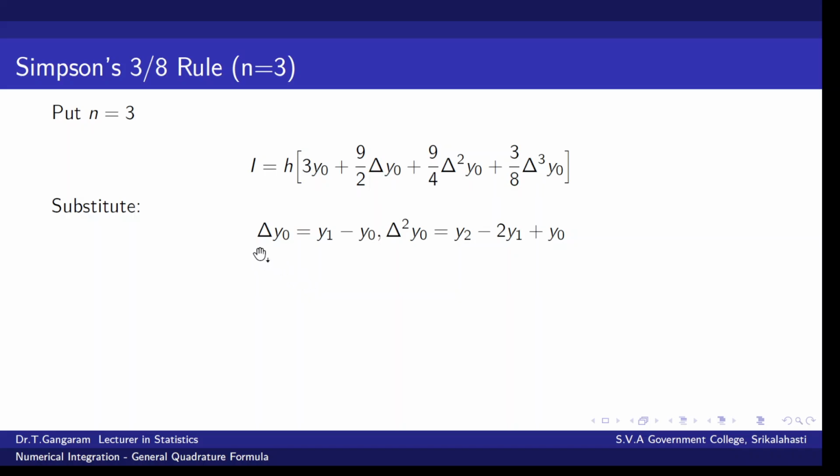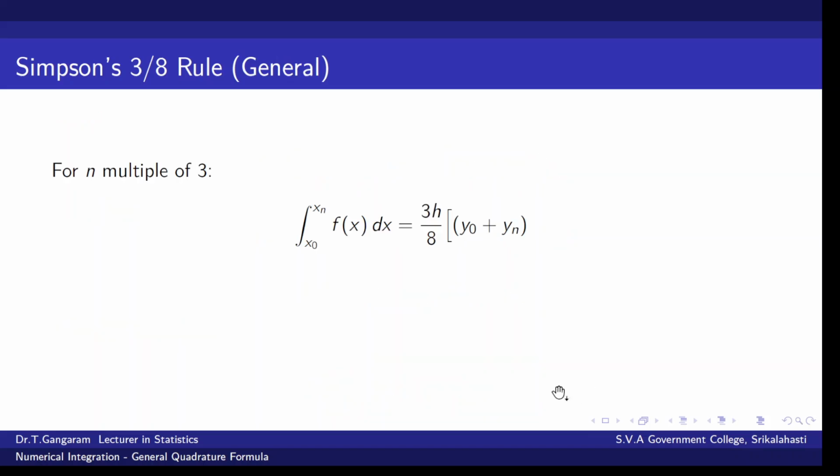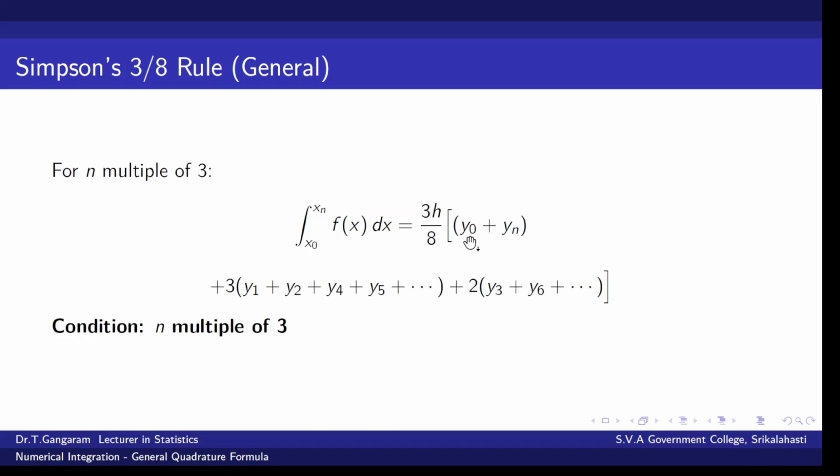By substituting delta y naught, delta square y naught and delta cube y naught in the formula, for n is equal to 3 and up to delta cube only, we will get I is equal to 3h by 8 into y naught plus 3 into y1 plus y2 plus the remaining term y3. The general rule is integral x0 to xn f of x dx is equal to 3h by 8 into first term plus last term plus 2 into the 3 multiples and plus 3 into the remaining terms.